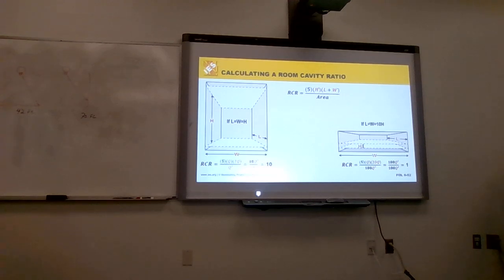The manufacturer shows room cavity ratios from 1 to 10. Rooms with high RCRs absorb more light than those with low RCRs. And the RCR of 10 is a cube to the work plane floor, which absorbs more light than rooms with a lower RCR. Okay.